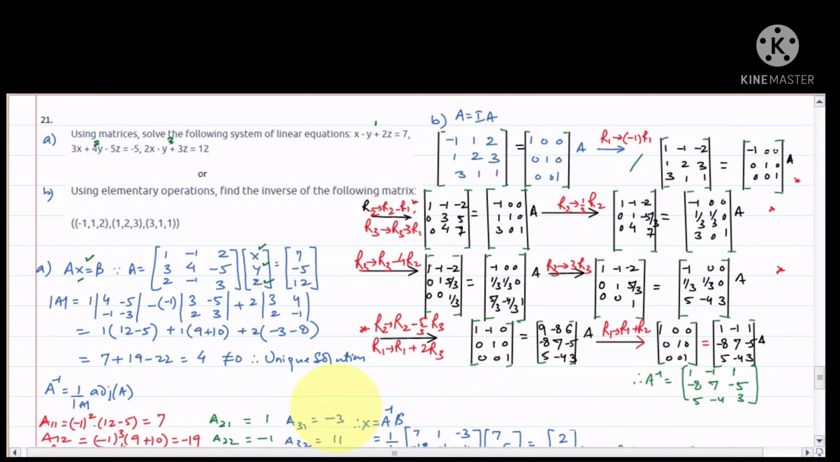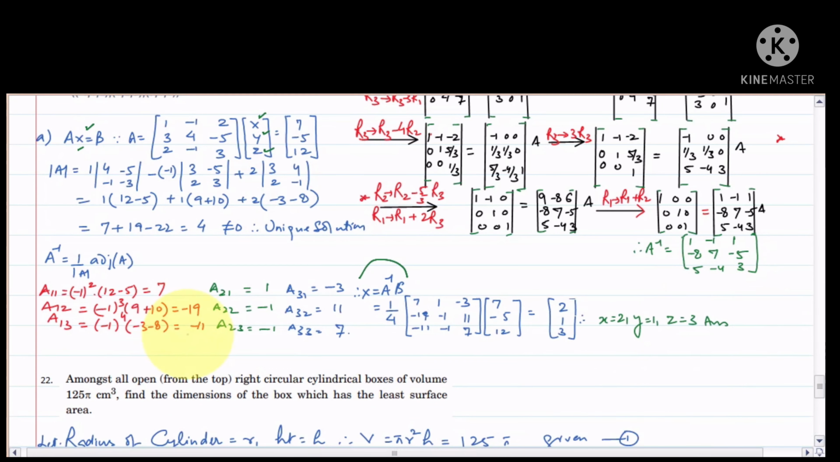X is given over here as x is equal to A inverse B, right? So x is equal to A inverse B, that means I need to find out A inverse first. So what is A inverse? It is 1 upon determinant A into adjoint A. Now how to find out adjoint A? That means I need to find out the cofactor matrix and transpose the cofactor matrix.